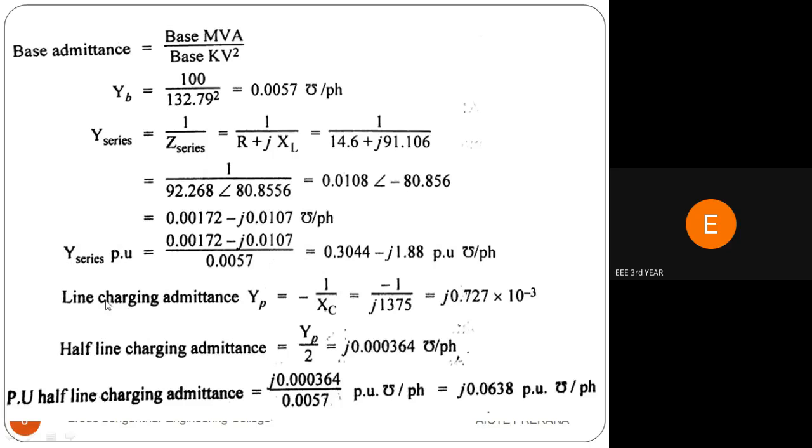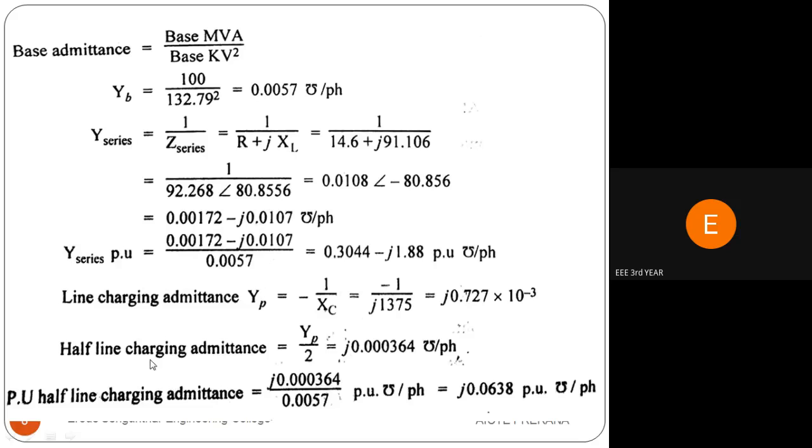Next, the line charge admittance YP is nothing but minus of 1 by Xc. We have to consider the minus sign for the line charge admittance. YP is equal to minus of 1 by Xc. Substitute that Xc value, that is minus 1 by j 1375, and we will get the final answer as j 0.727 into 10 power minus 3. This is the line charge admittance.